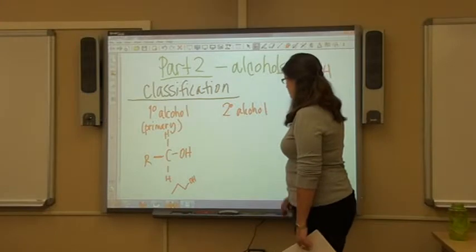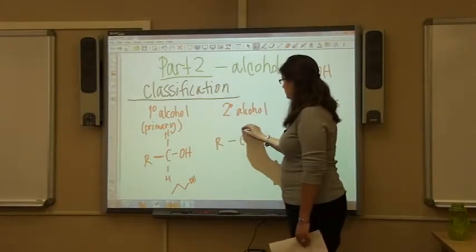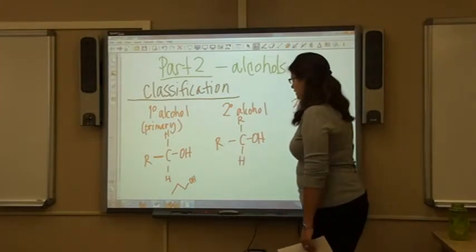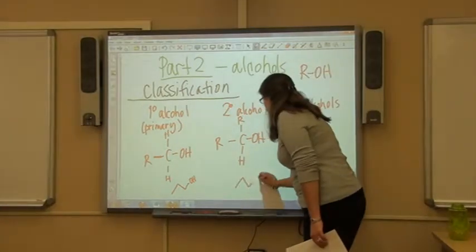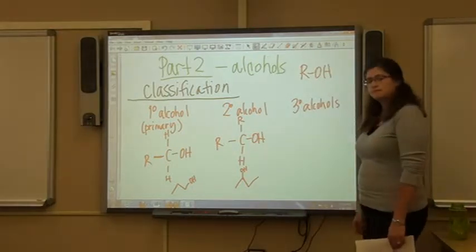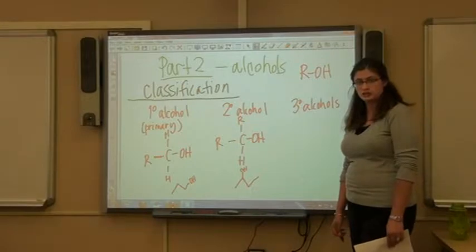A secondary alcohol, you can probably guess, means that there are two R groups on the carbon that has the alcohol group. So in other words, you're talking about an OH being somewhere in the middle of a carbon chain.